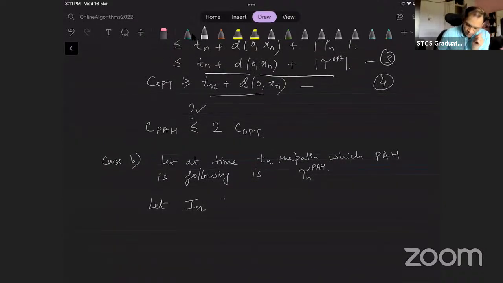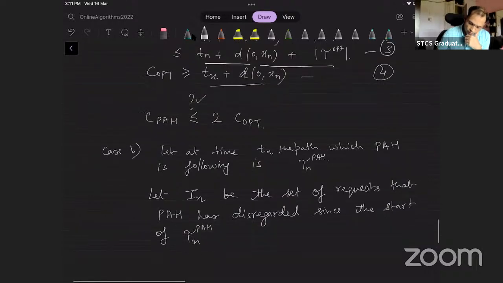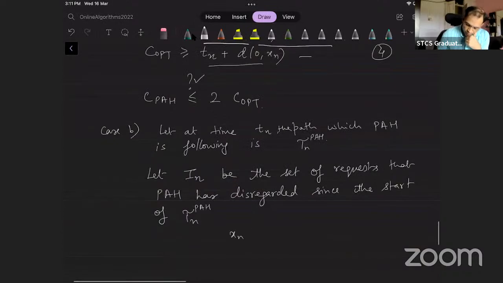Let IN be the set of requests that PAH has disregarded since the start of TN PH. Make sense? So XN is automatically part of this set IN, but IN could be much bigger.